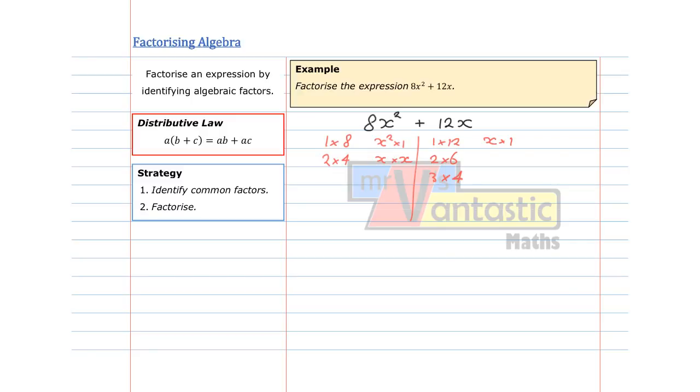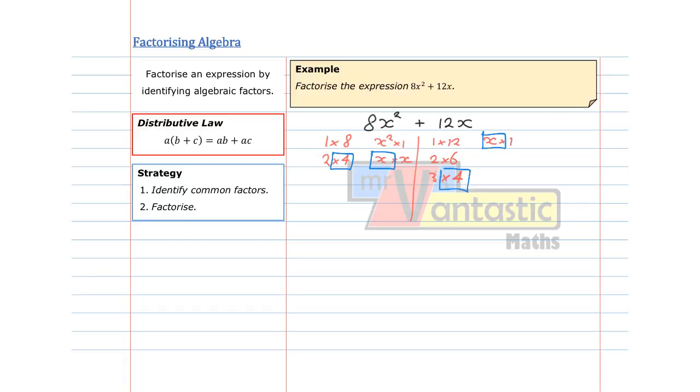So let's have a look here. Which largest factors are shared between 8x squared and 12x? And when we're looking here, we can see that in both of these lists, we have the number 4. So 4 is a common factor, and it's the largest one. And in terms of the variables, the largest common factors we've got are x and x.